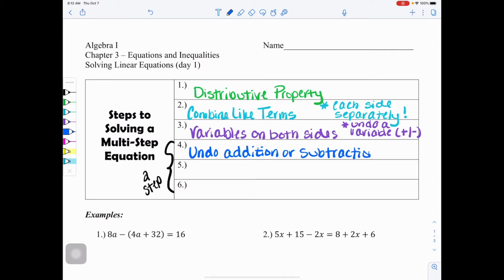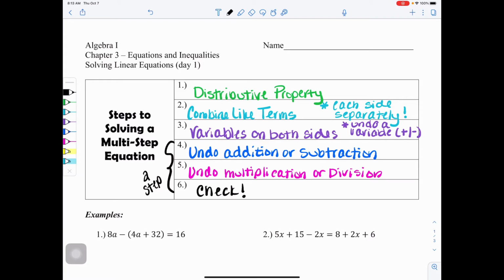Making sure you're using inverse operations. So if there's addition, make sure you subtract. If there's subtraction, make sure you add. Then in number 5, after we undo addition or subtraction, we want to undo multiplication or division. Again, making sure you're using the inverse operation. And then lastly, we always want to make sure we check our solution. So now let's work through some examples to demonstrate these steps.